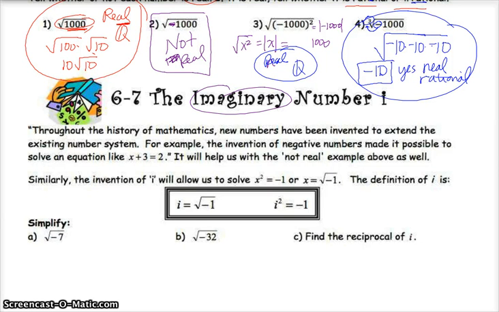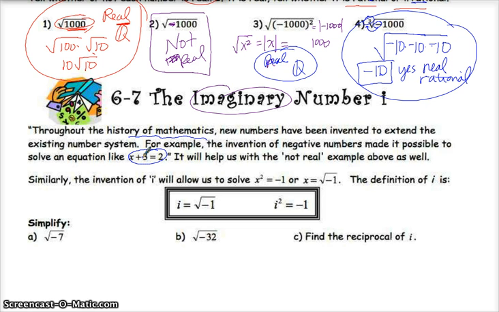Okay, moving on to 6.7, the imaginary number. So why do we have the imaginary number? Well, throughout the history of mathematics, new numbers have been invented so that we can solve difficult word problems or difficult problems. So in the past, we might have said some number plus 3 has to equal 2. How can we decrease that value, make it equal to 2, instead of increasing it and only adding positive numbers?